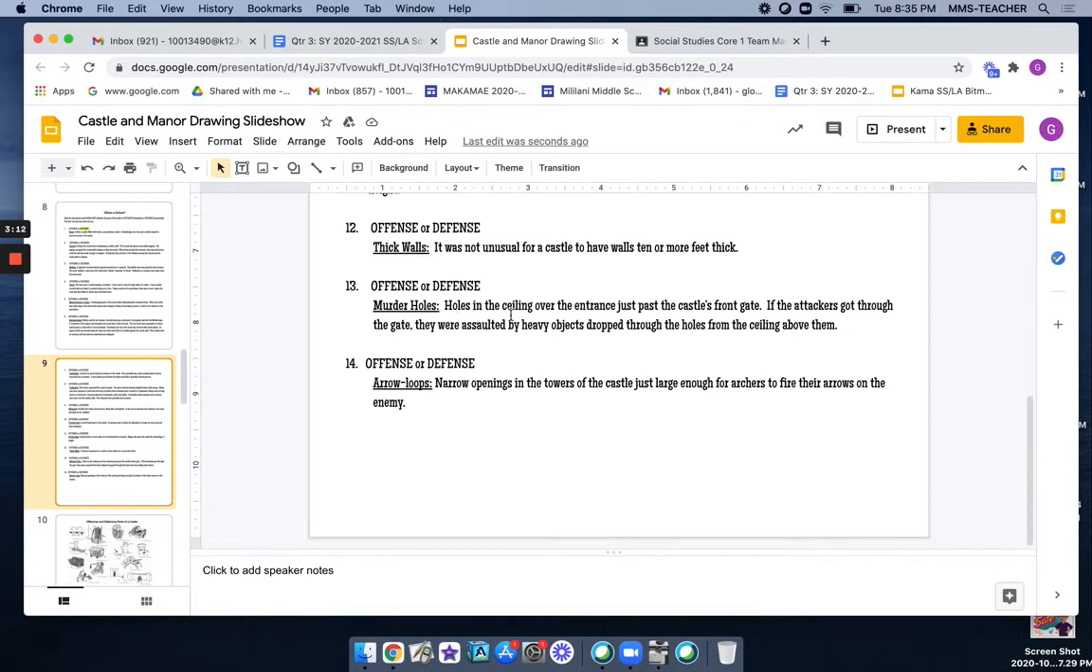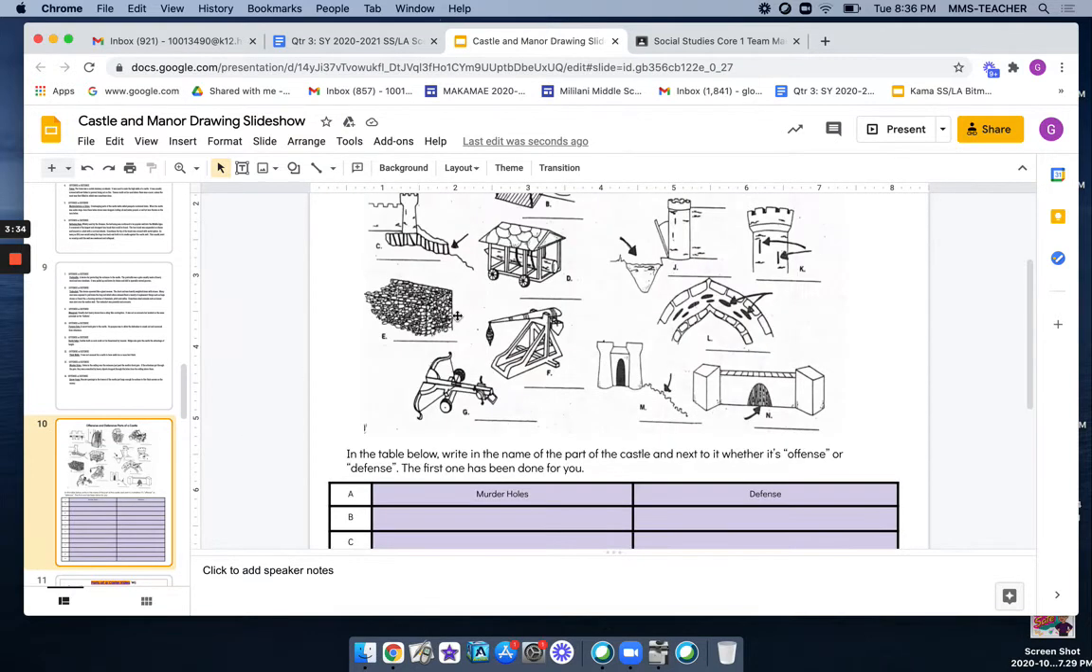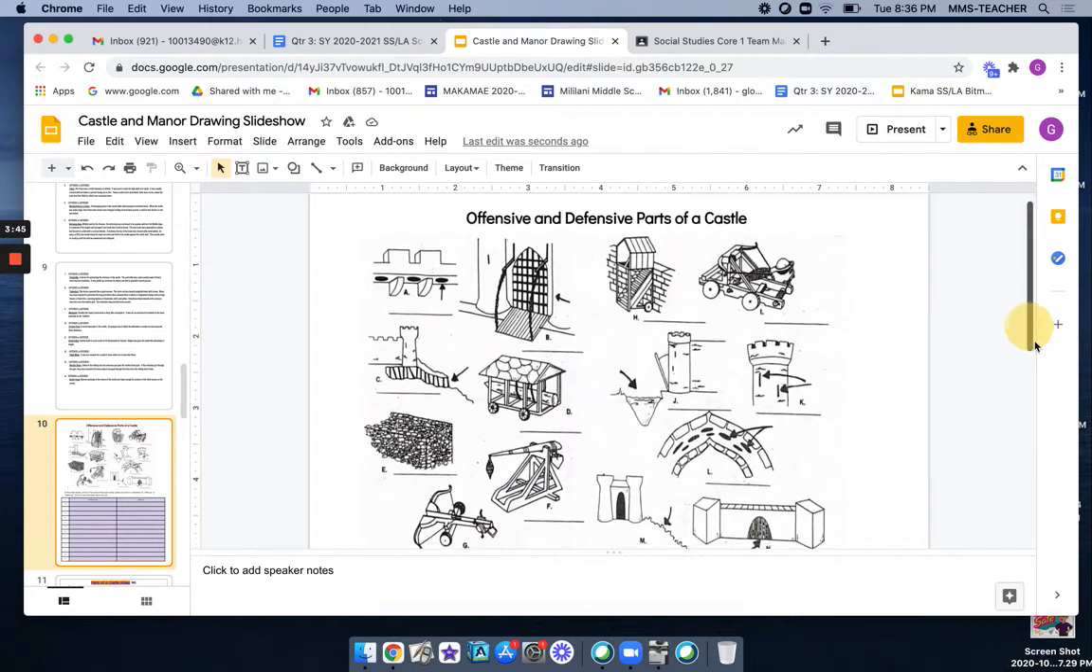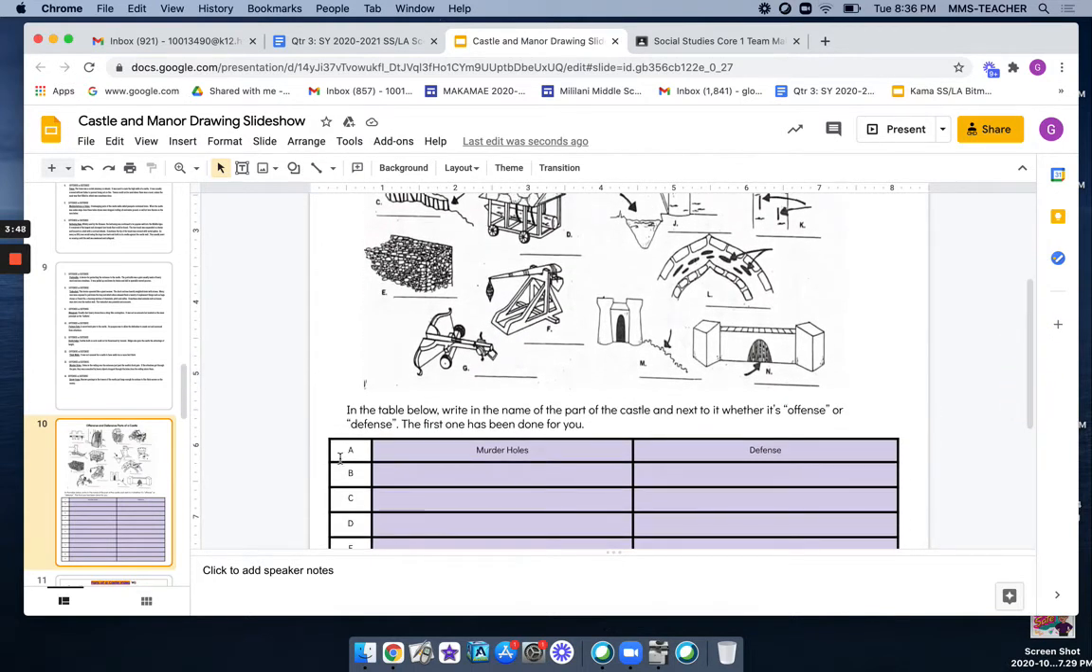It says holes in the ceiling over the entrance just past the castle's front gate. If the attackers got through the gate, they were assaulted by heavy objects that were dropped through the holes from the ceiling above them. Reading this description, it makes me feel there are holes, and this looks like something that could be on the ceiling. So I am going to put this down as murder holes. Next to the letter A, type out murder holes.